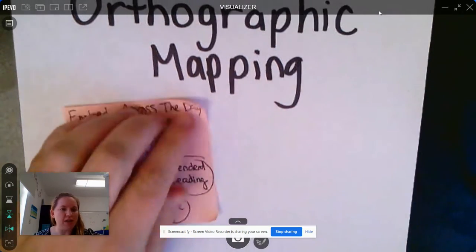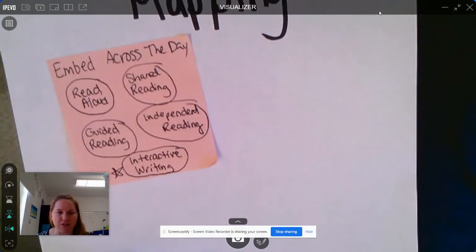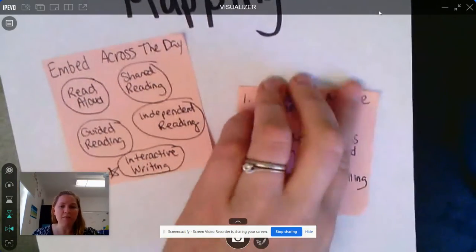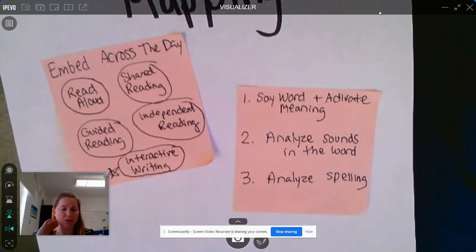The one thing they start off talking about is trying to embed it across your day. Interactive writing is a super great place to do it because you can have all kids with whiteboards and have them practice writing the words and talking about the sounds as they're doing it. But you can do it at any part of the day. You might come up with a cool high frequency word in a read aloud, and you might just grab a marker and go to the whiteboard and talk about how the sounds match the letters. So I want to give you a quick example of what this might look like.